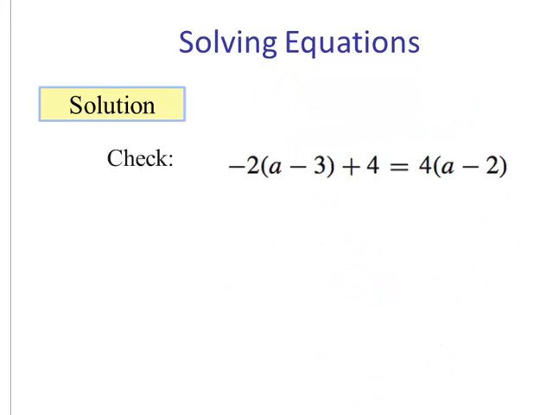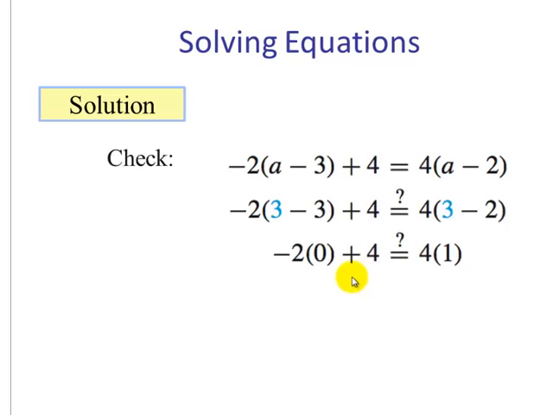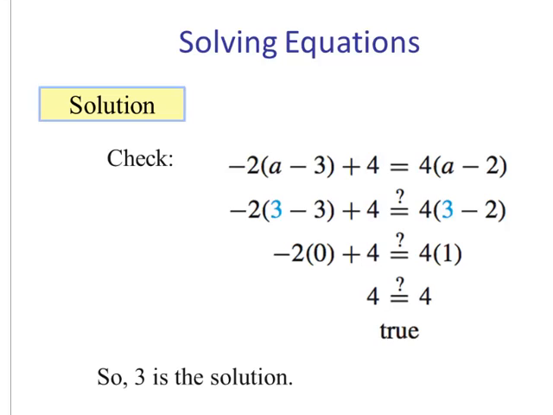To check it, we substitute 3 in for a. Hopefully the left hand side will equal the right hand side. Order of operations, 3 minus 3 is 0, times negative 2 is 0, plus 4 is 4, and 3 minus 2 is 1. Left with 4 equals 4. This is a true statement. 3 is the solution.